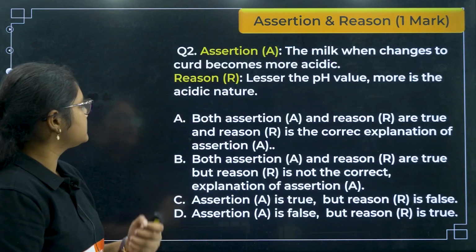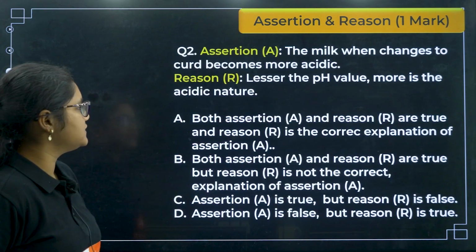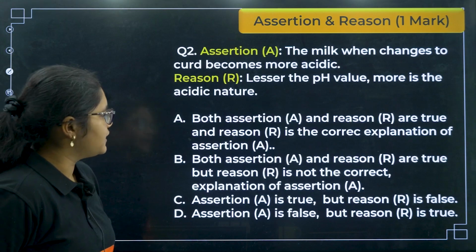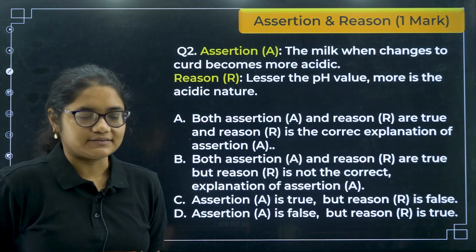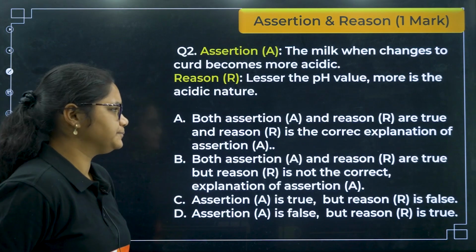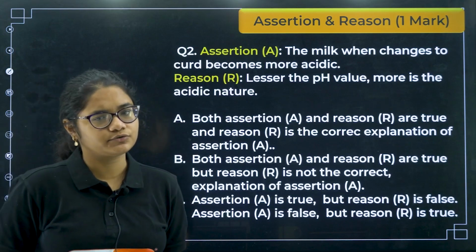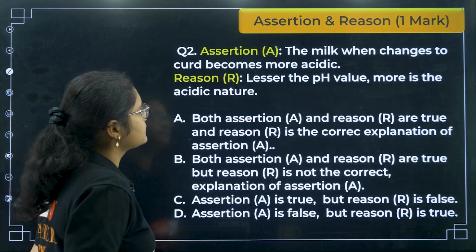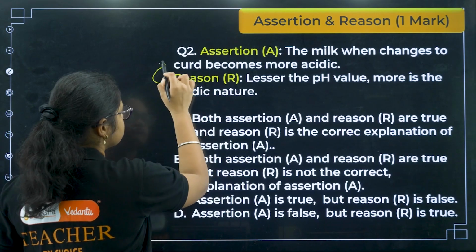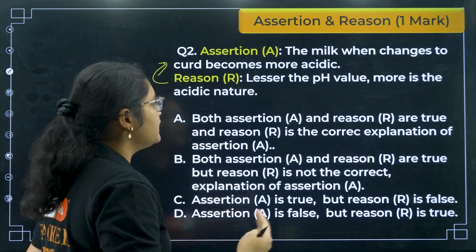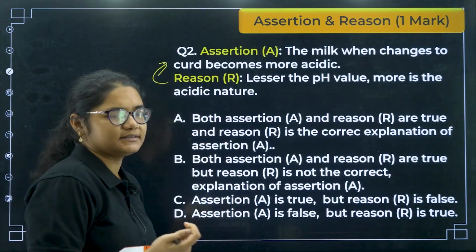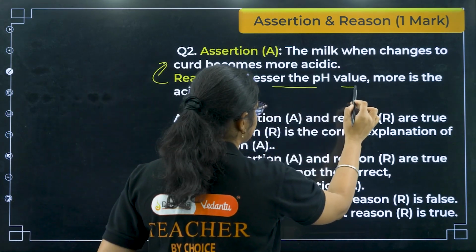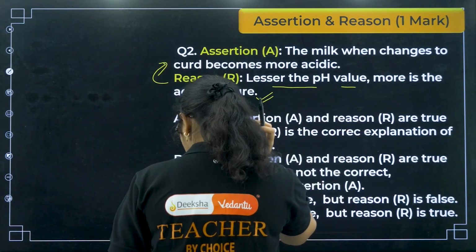Okay. Next is question number 2. When milk changes to curd it becomes more acidic. Lesser the pH value, more is the acidic nature. Yes, both the statements are correct. Lesser pH value, stronger is the acidic nature, right? But is it explaining the first one? The milk changes to curd and becomes more acidic, that is correct here. But is the reason explaining it? Lesser the pH value, more is the acidic nature. Yes, now how can you see?